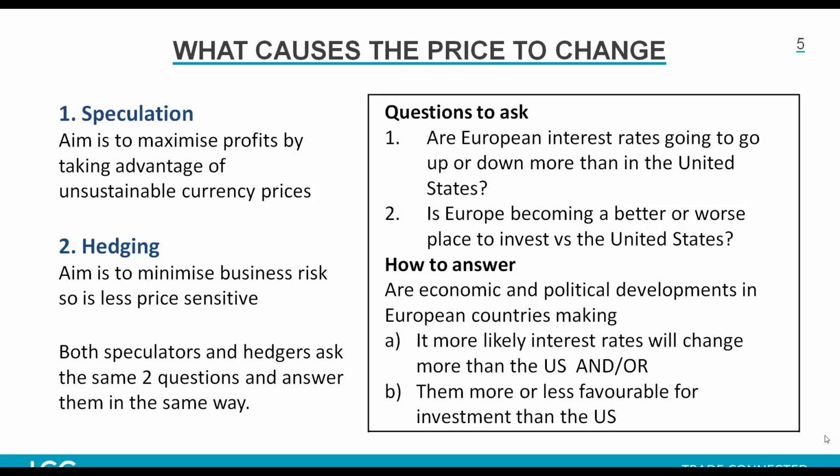Back to the same idea of speculators and hedgers. So firstly, speculation. The aim is to maximize profits by taking advantage of unsustainable currency prices. So the logic being, the currencies that we trade are open and free floating currencies, i.e. no one's outright, at least, trying to manipulate the price or trying to fix against another currency. So they're free to move against each other. The value of a currency is free to move against another currency. So free floating exchange rates.